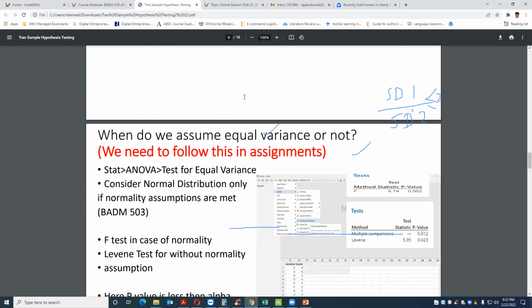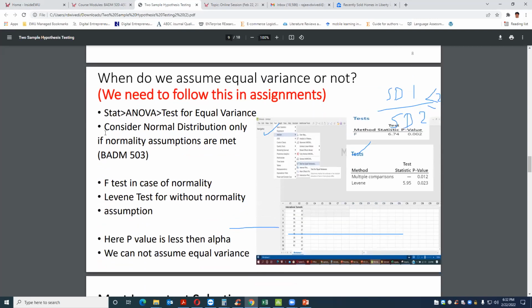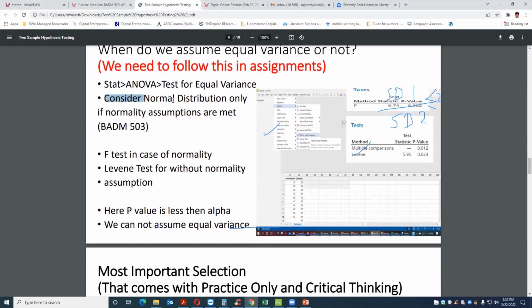The third option is to go to ANOVA, test for equal or unequal variance, and consider normal distribution if normality assumptions are made. So, you know, you have to check. The F test is used in case normality is assumed, and Levene's test without the normality assumption. And here is a p-value, again the same concept of p-value.